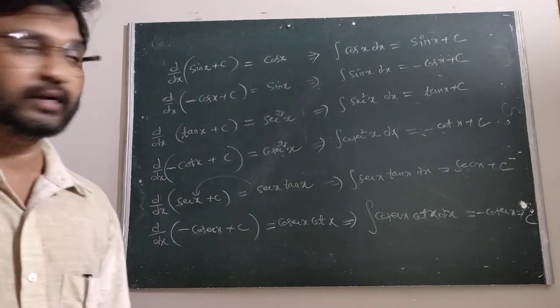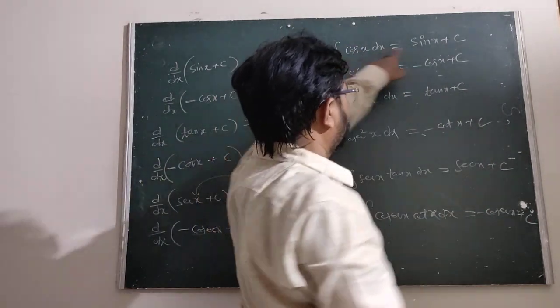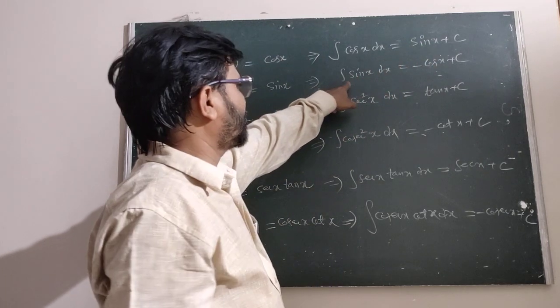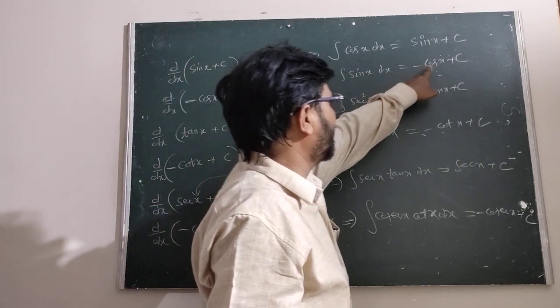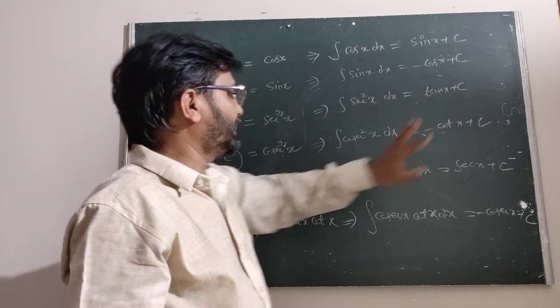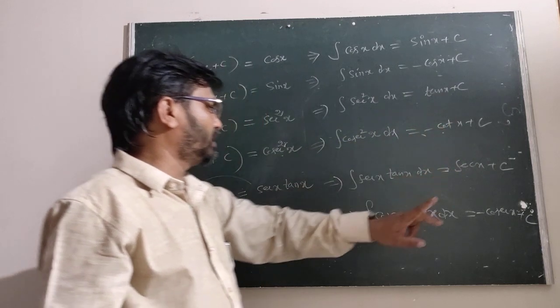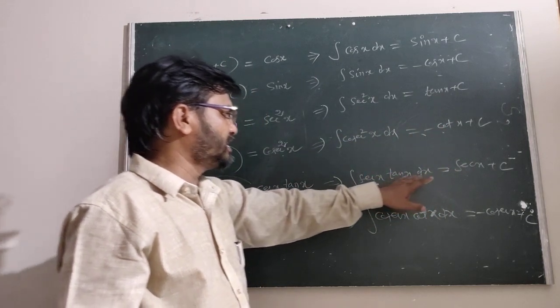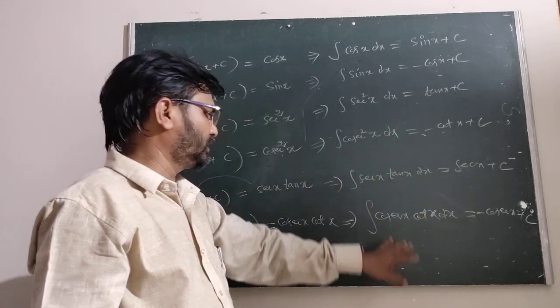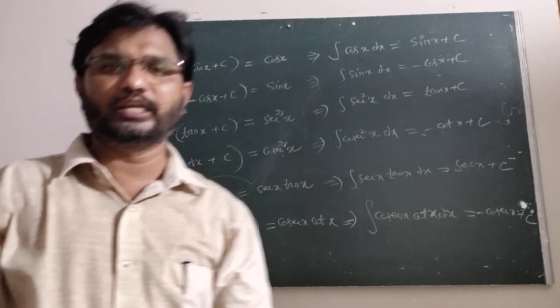plus c. Now we know that the integral of cos x dx is sin x. Integral of sin x dx is equal to minus cos x. Integral of secant square x dx is equal to tan x plus c. Integral of cosecant square x dx is minus cot x. Integral of secant x tan x dx is equal to secant x plus c. Integral of cosecant x cot x dx is equal to minus cosecant x.